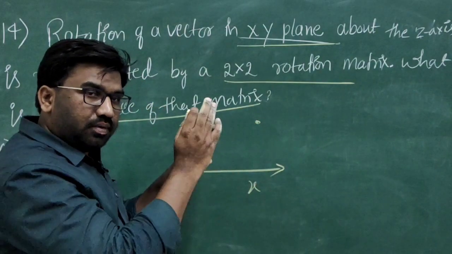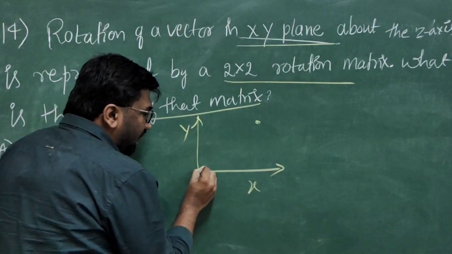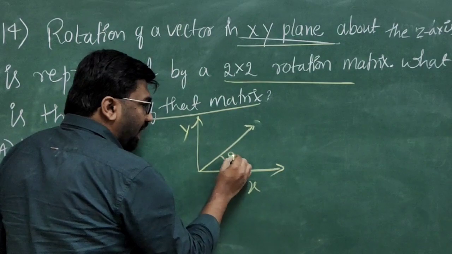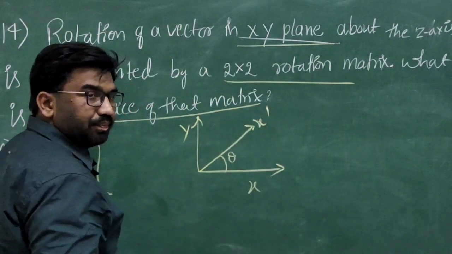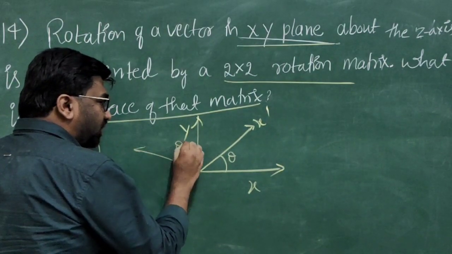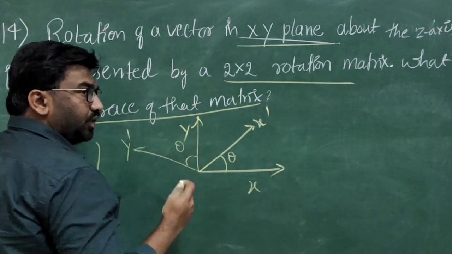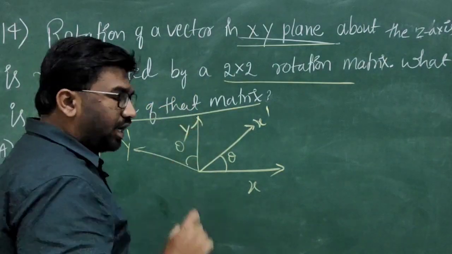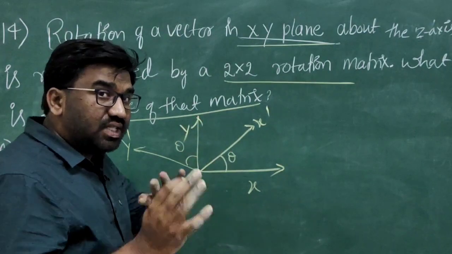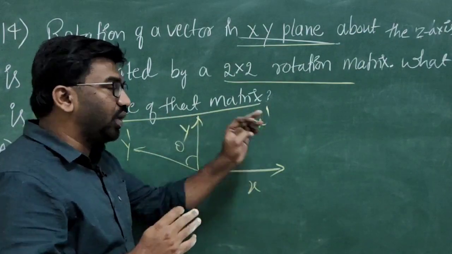Now it is rotating, so that means the coordinate is rotating. Now x changes to x prime, the new coordinate, which makes some angle theta, and y changes to y prime, which also makes some angle theta. X to x prime, y to y prime. Now we should calculate the rotation matrix, the elements, the magnitude and vector which is changing.